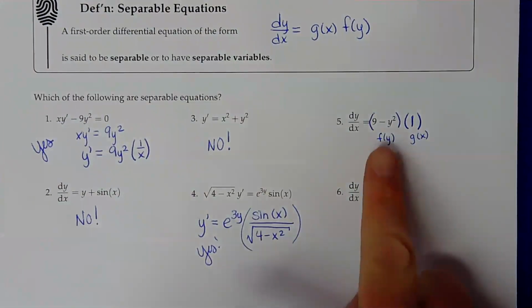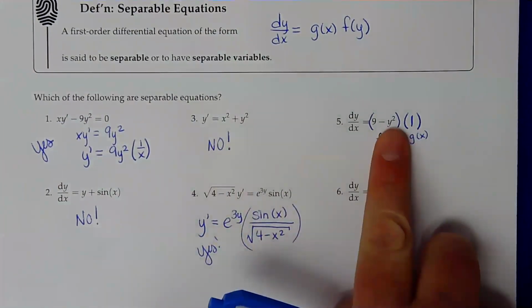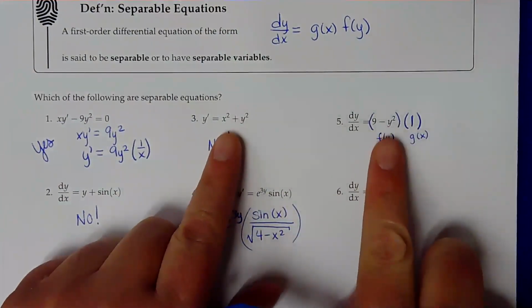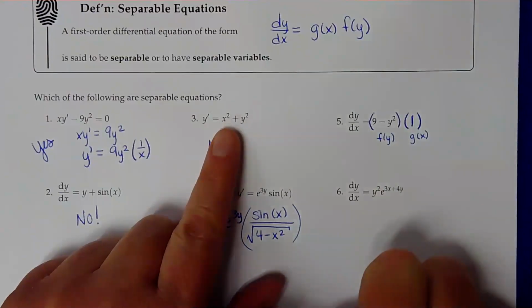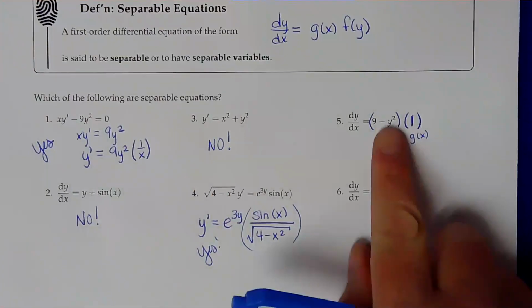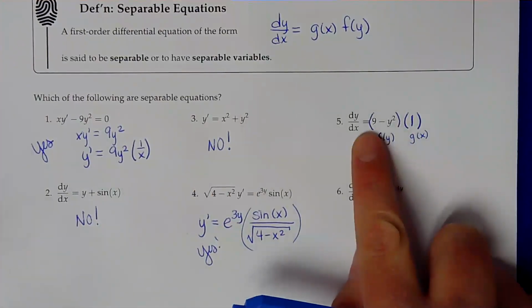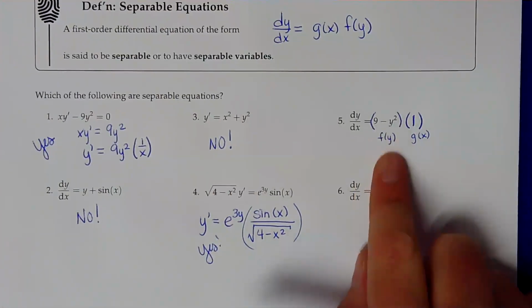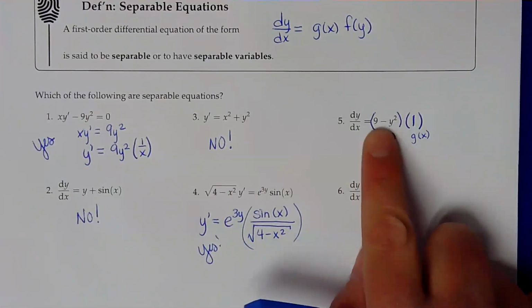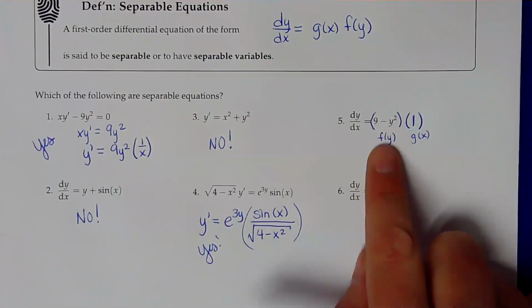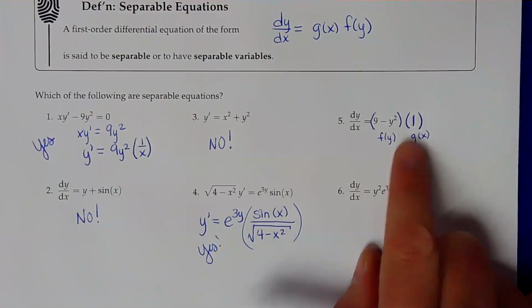So the difference between this one and the previous one, although they both have an addition or subtraction going on, is that the previous one's addition was using an x and a y, whereas this one only has a y and a constant, and the constant can kind of be assigned anywhere. So in this case, I grouped it with the y squared to make it one function, and then multiplied by 1.